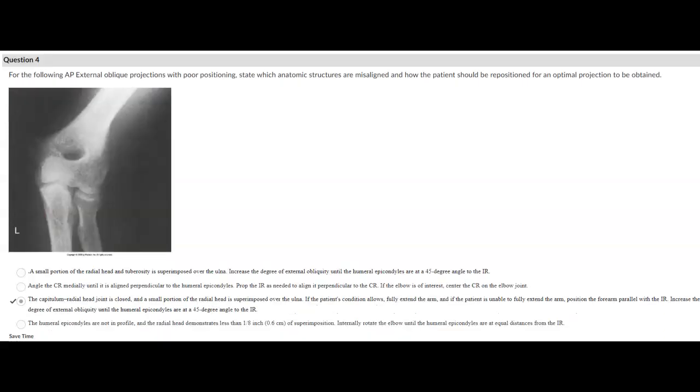In this next AP external oblique projection, again, we're looking for the radial head, neck, and tuberosity to be free of superimposition, but also you can see that the joint space between the radial head and capitulum is closed again. So that should tell you that the forearm is not parallel with the IR and the arm is not fully extended. We also need to increase the degree of external obliquity until the arm is at a 45-degree angle.